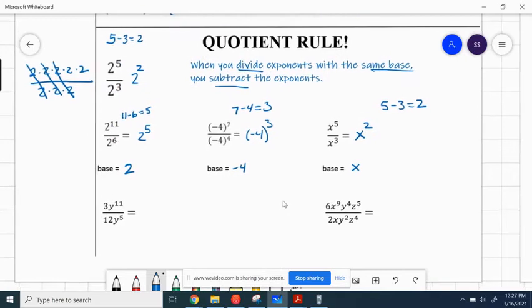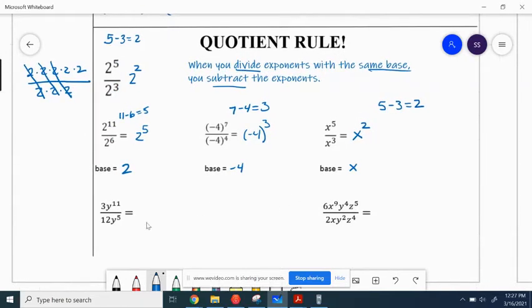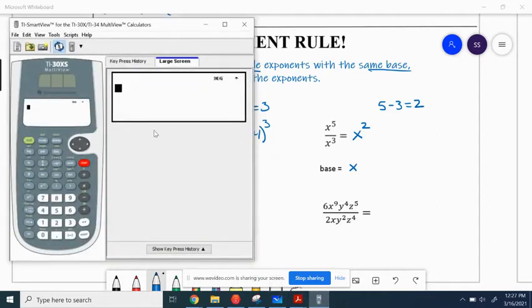All right, just a couple more here. So I have 3y to the 11th over 12y to the 5th. So remember, we're going to treat our numbers as usual. So we can just reduce that down. 3 over 12 reduces down to, if you're not good at reducing or you just want to check your answer, you can always use your calculator. Get that N over D key. There we go. Enter it in, check your answer. 3 over 12 is 1/4.